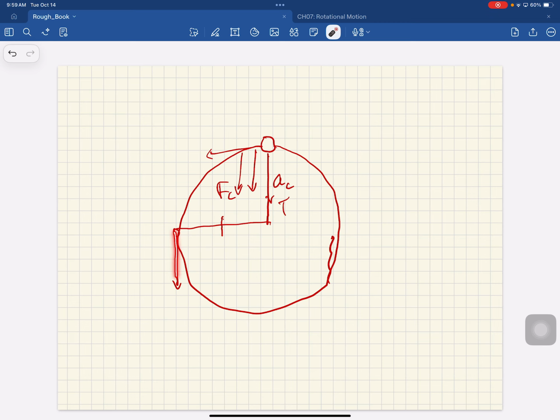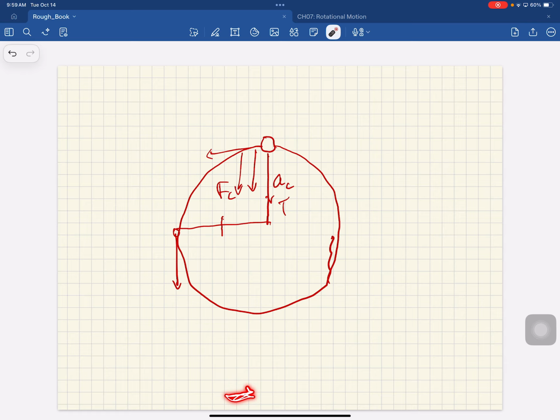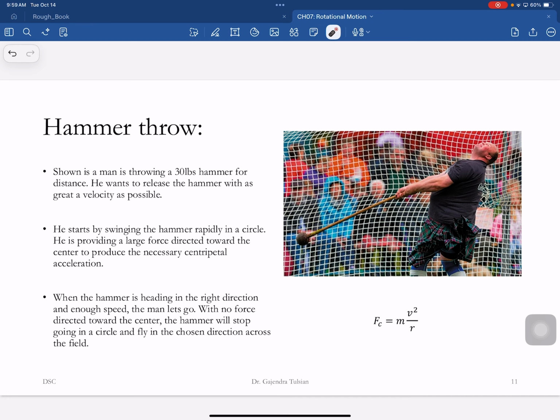It would fly straight. So in a hammer throw, you're accelerating this, swinging it as fast as possible. And if you want to throw the ball in this direction, when the ball is here, that's when you let go of the hammer. And then it flies. The greater the speed it's flying at, the further it'll fall. And that's the idea of the competition.